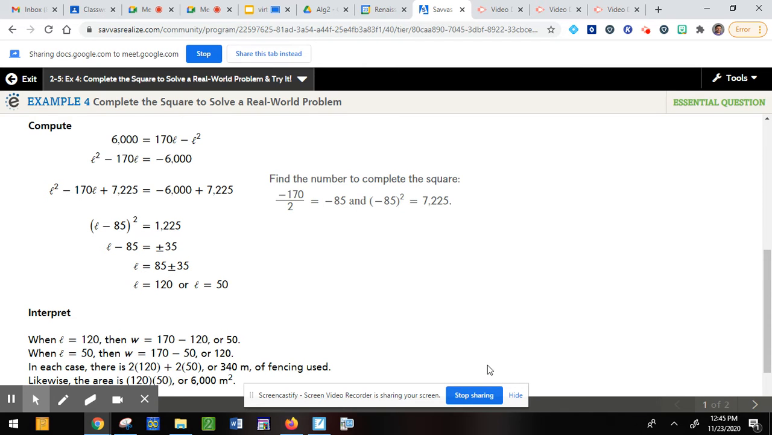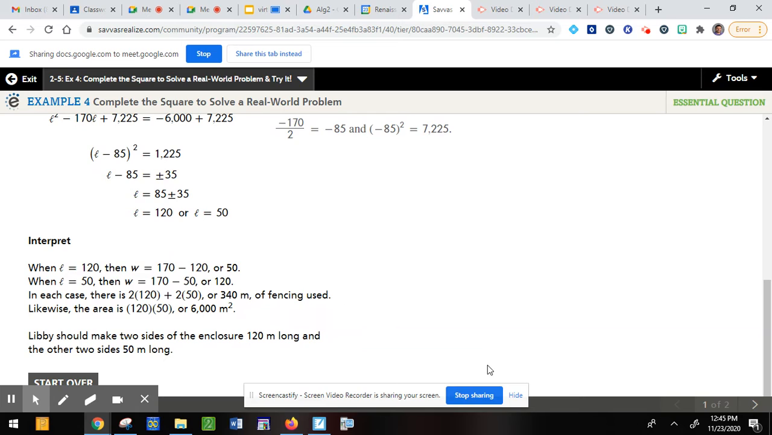If we say that the length is 120 and we solve for the width, you get the width is 50. If you say that the length is 50 and you solve for W, you get that the width is 120. So it doesn't make a difference. Your dimensions are going to be 120 and 50. It doesn't matter really which one you call the length or the width. So basically the answer is 2 sides are going to be 120, 2 sides are going to be 50. That makes a rectangle with an area of 6,000. Okay?